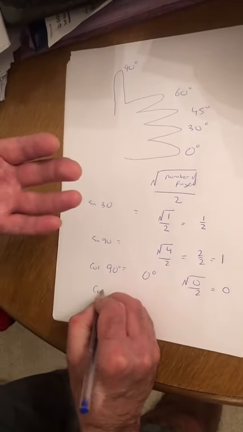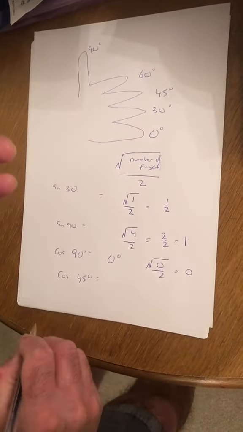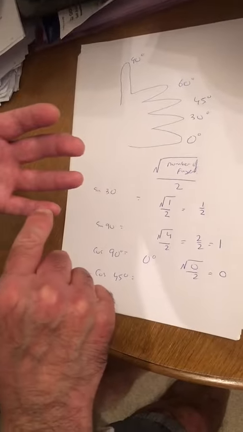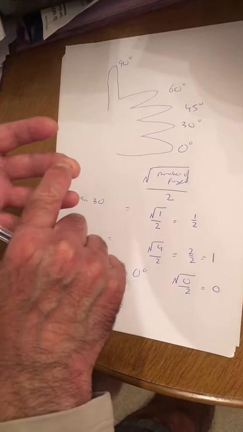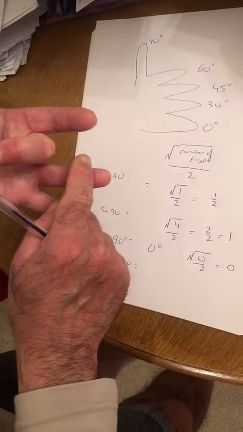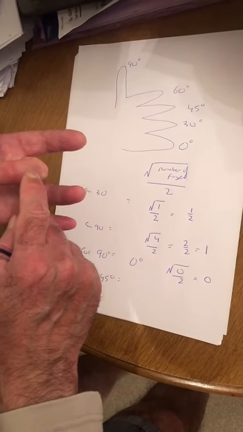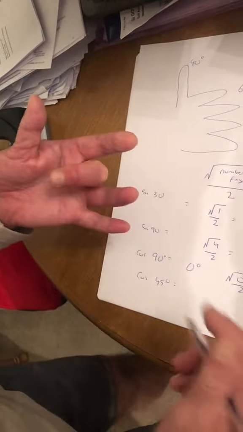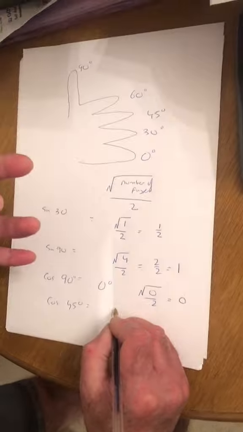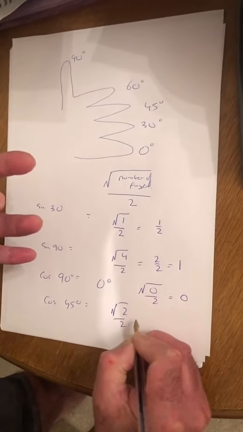And let's look at cosine 45 degrees. Okay, where's 45? 0, 30, 45. Bend it. How many fingers above? Yes, how many fingers above? It's 2, 1, 2. So we end up with what? The square root of 2 over 2, and that's what cosine 45 is. Cheers.